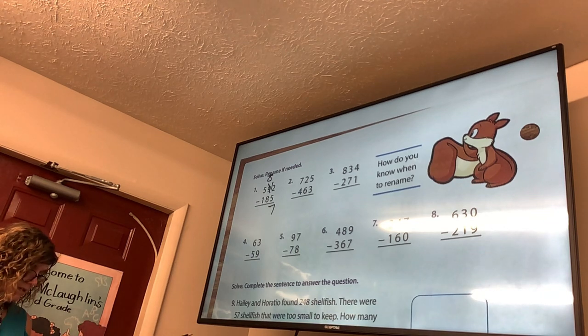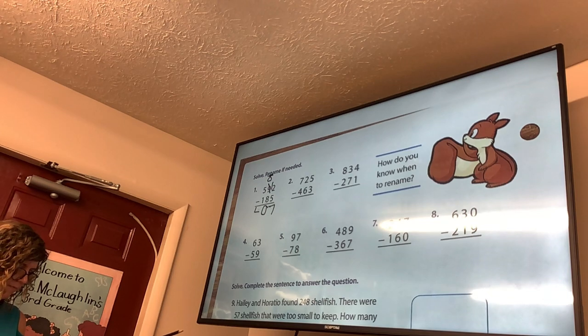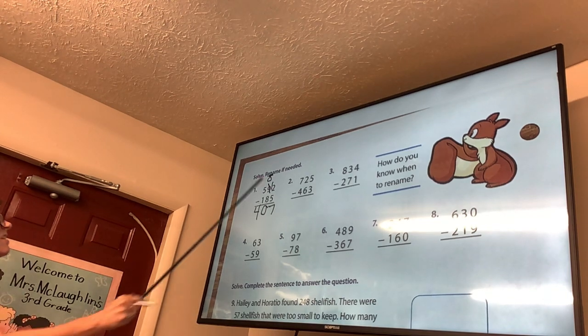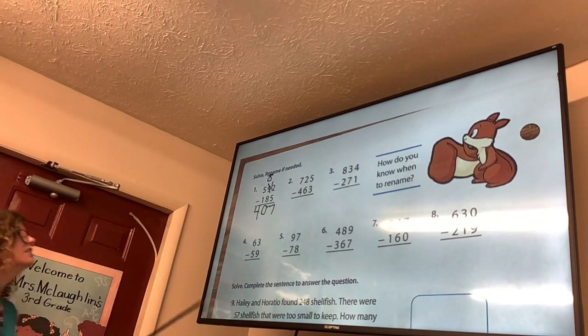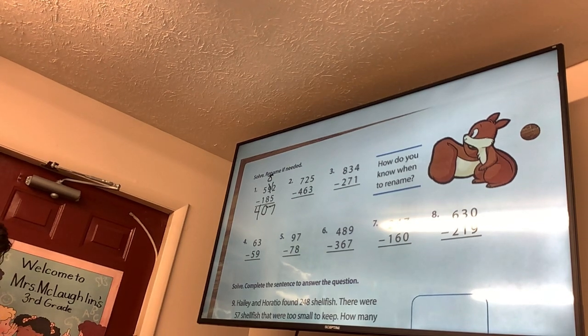8 minus 8 is? 0. There we go. And 5 minus 1 is? 4. Alright, next one is 725 minus 463. 5 minus 3? 2. Easily done. 2 minus 6? Can't do it. So go to the hundreds, so 700 becomes? 600. And the 2 tens becomes? 12 tens. 12 minus 6? 6. 6 minus 4? 2. Answer?